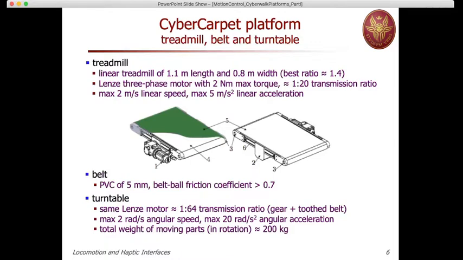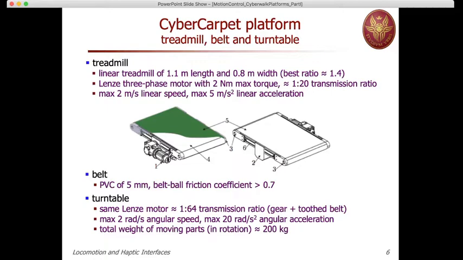So this was the magic carpet, and this magic carpet is placed on top of a treadmill. So we have a linear treadmill, which, because of the small size, we took as a commercial product which has a length of 1.1 meter and 0.8 meter of width. By the way, this is also close to what is considered to be the best ratio between length and width of this type of treadmill. And this treadmill goes in one or the other direction, so it's bidirectional, and it's driven by a three-phase AC motor. Lenze is the brand, which can provide up to 2 Newton meter of maximum torque.